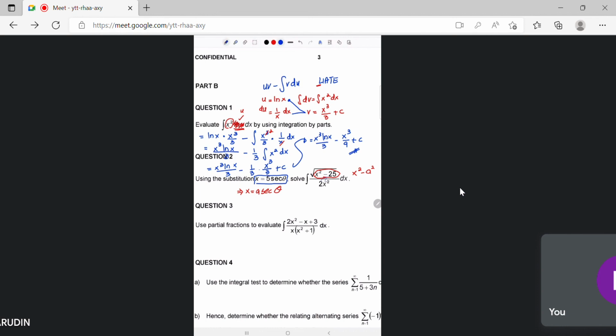Okay. So nak dapatkan A dia macam mana? Tengok pula pada constant kita dalam soalan. 25. So A squared will equal to 25. So A is equal to 5. Then our x is equal to 5 secant theta. Sama kan dengan diberi kan? Kalau diberi, straight away you just guna. Kalau kata tak ada, baru you check satu-satu and so on.